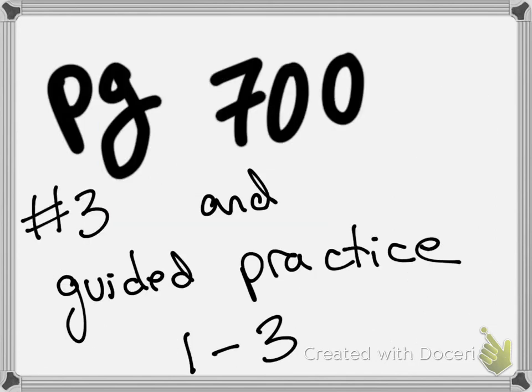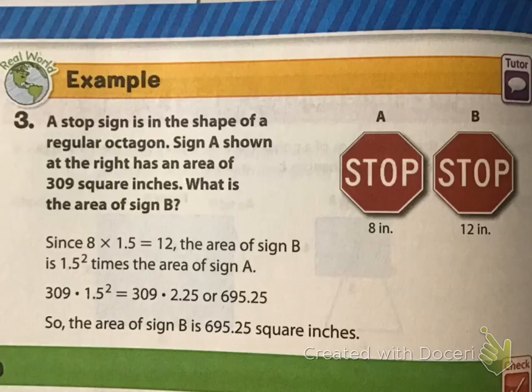Now, I want you to go to page 700. We're going to do number 3 and the guided practice 1 through 3. A stop sign is in the shape of a regular octagon. Sign A shown at the right has an area of 309 square inches. So what is the area of sign B? It's wanting to know how we went from 8 to 12.